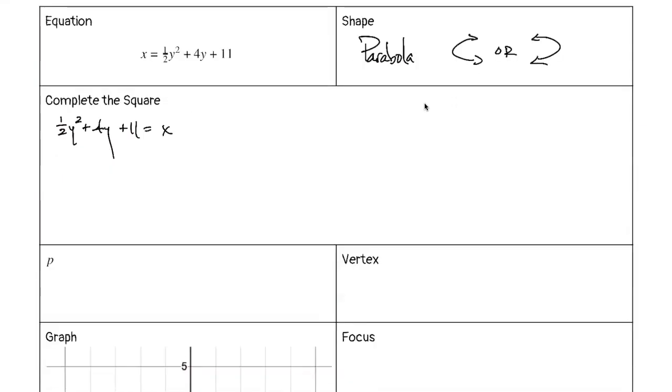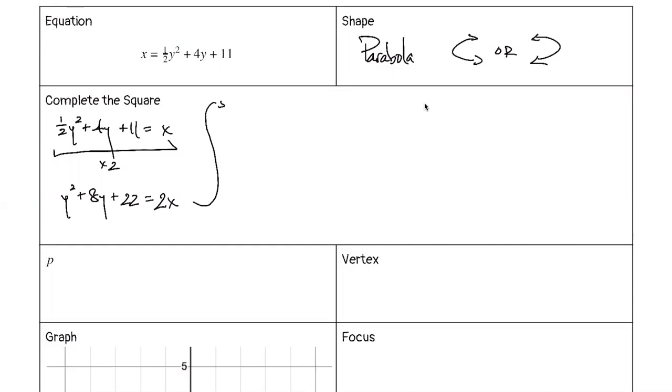And to make my life a little easier, I'm actually going to take the entire equation and multiply by 2. So I'm going to get y squared plus 8y plus 22 equals 2x. Right? And you're allowed to do that. If you see a lot of fractions, if you multiply by that denominator, you'll get rid of a lot of the fractions and then you don't have to worry about that so much, okay?